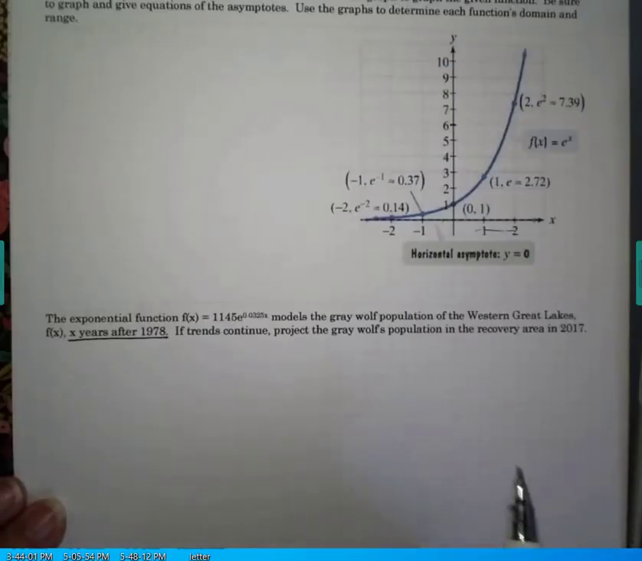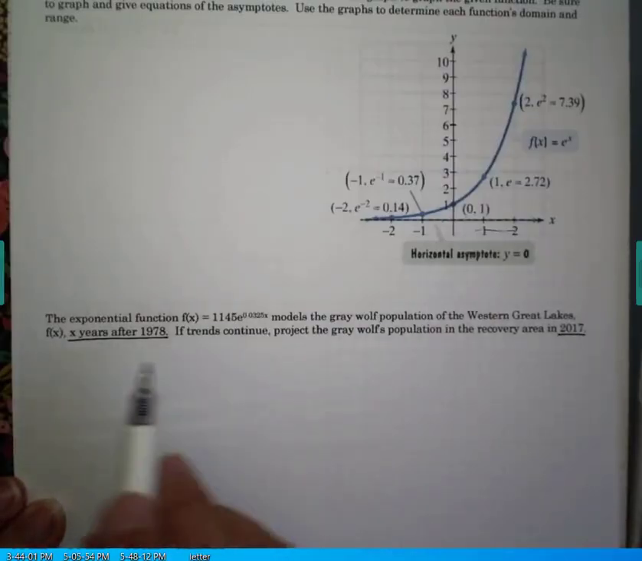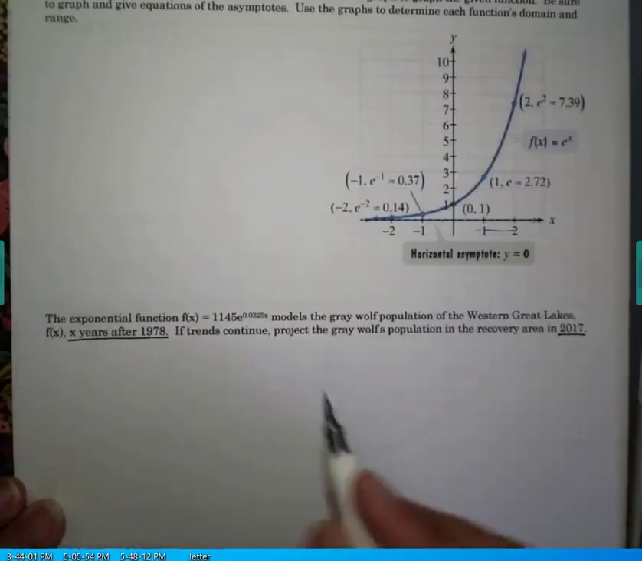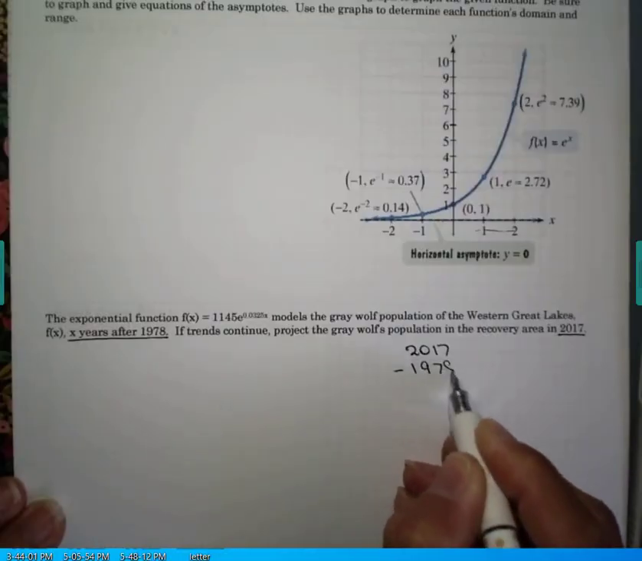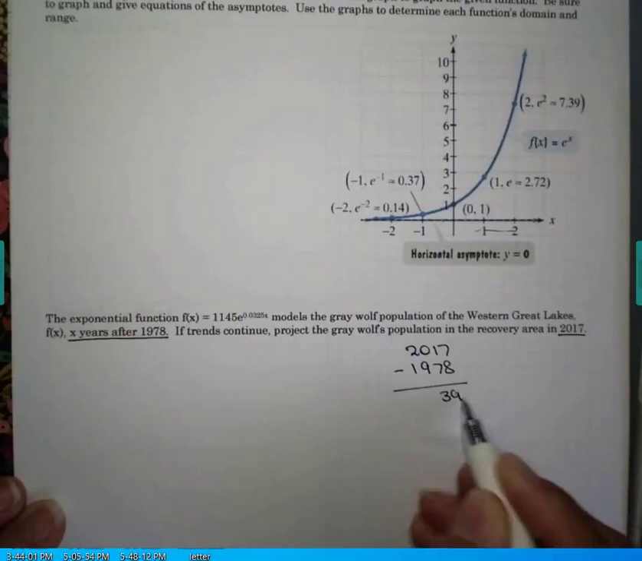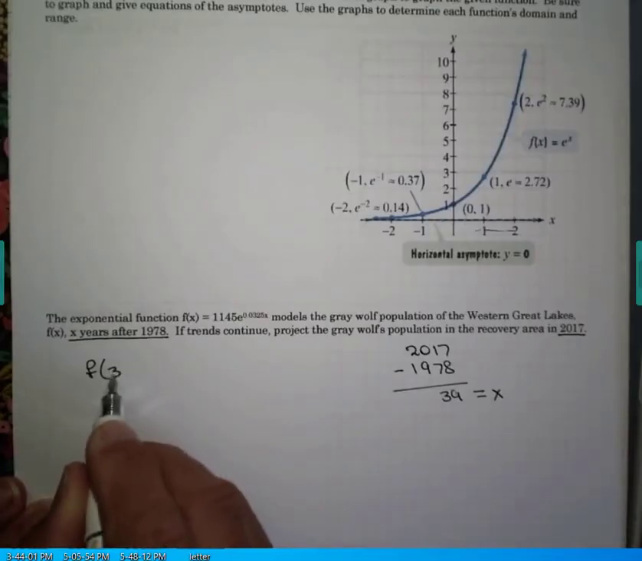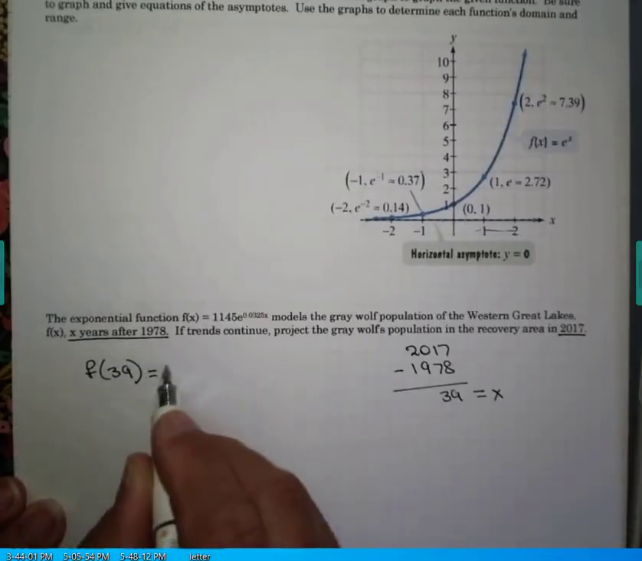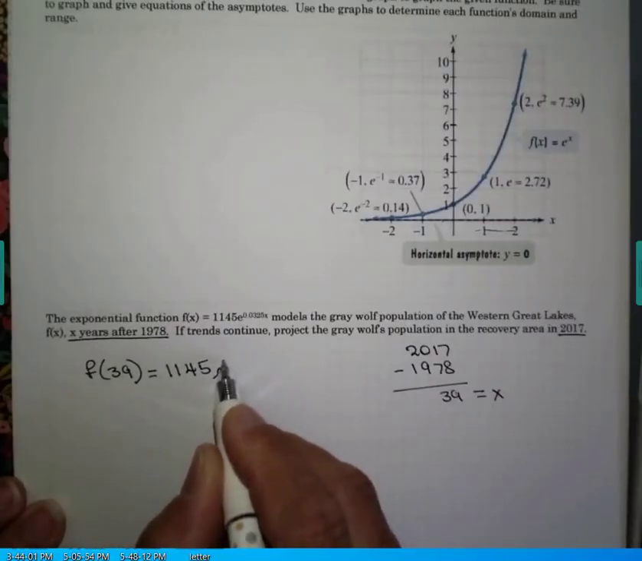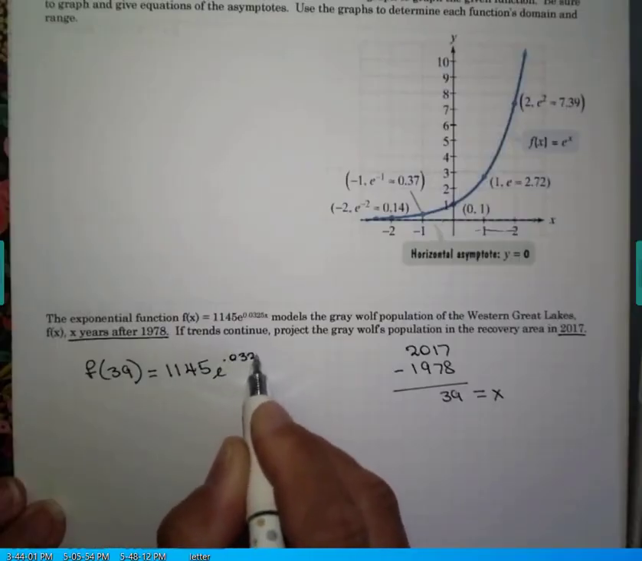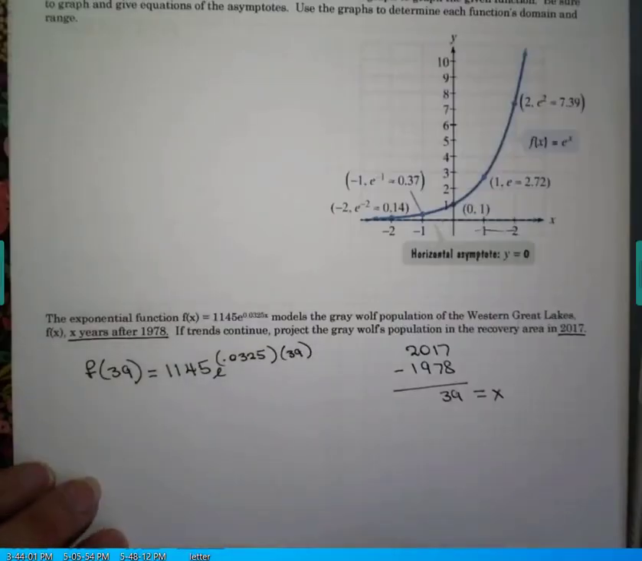So what they want to know is, what is the projected population in this recovery area in the year 2017? Well, to find x, we've got to find out how many years 2017 is after 1978. So I take 2017, of course, and I subtract 1978, and I find out that that's 39 years. So that's going to be what I'm going to have as x. So I'm going to say f of 39 is what I'm interested in for this particular function, and I'll say it's 1145 times e to the power of 0.0325 times 39.